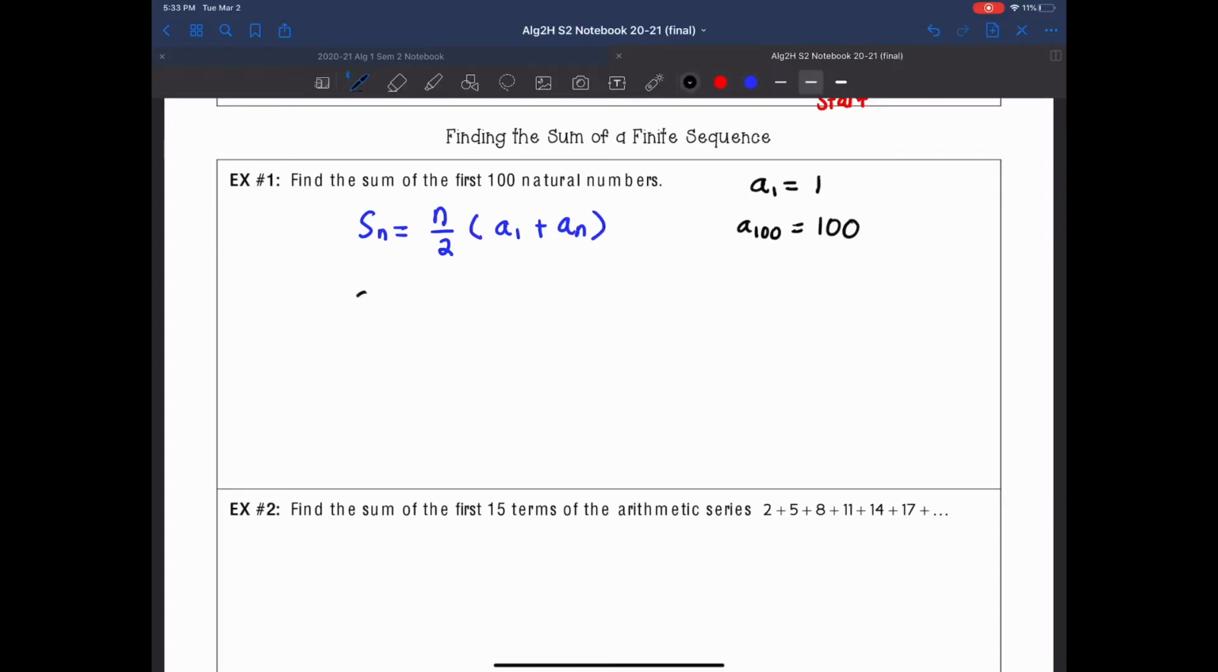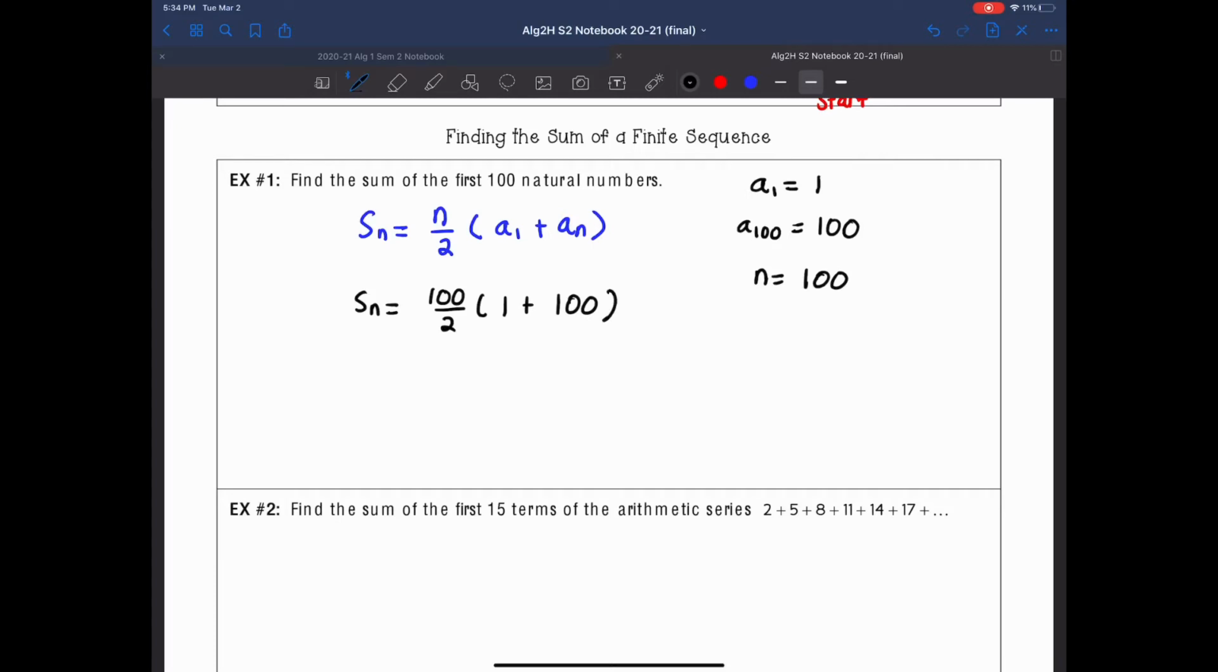So we're just going to plug all this stuff in to find the sum. I get S sub n is equal to, well, again, since there's 100 of the natural numbers in this sequence, n is 100. That's the number of terms in the sequence. So we're going to have 100 divided by 2 times (a sub 1 plus a sub n). That's going to be 1 plus 100, which was a sub 100.